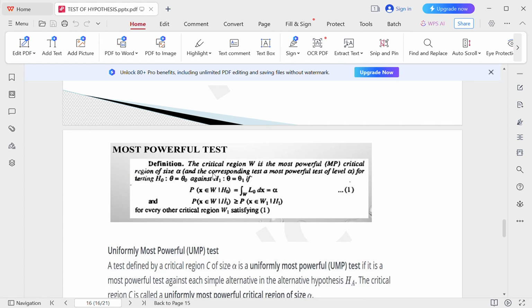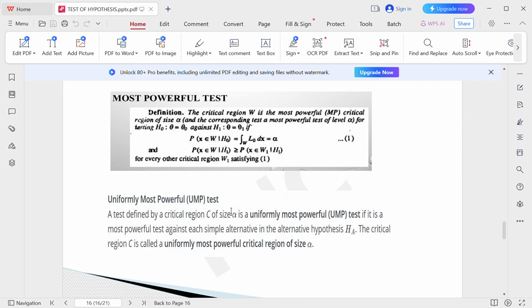Most powerful test. A critical region W is the most powerful critical region of size alpha, and the corresponding test a most powerful test of size alpha, for testing H0: theta equal to theta naught against H1: theta equal to theta 1, if the probability of x belonging to W under H0 equals the integral over W of L0 dx equal to alpha, and the probability of x belonging to W under H1 is greater than or equal to the probability of x belonging to W1 under H1, for every other critical region W1 satisfying equation 1.